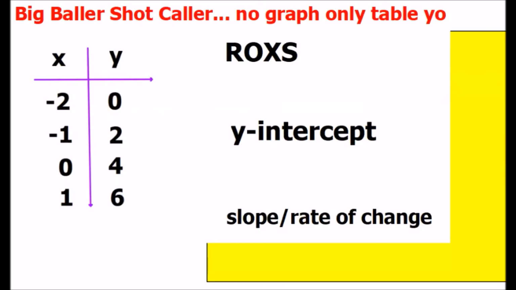The next slide is right here. This is the big baller shot caller no graph, only table. So this is no graph. It's only a table. Let's talk about how this would work really quickly. You have your rocks. So I'm asking for roots, zeros, x-intercepts, or solutions, my y-intercept, and my slope, which is the rate of change.